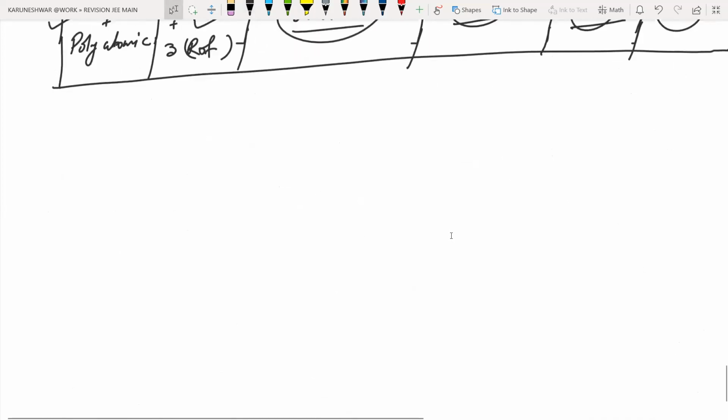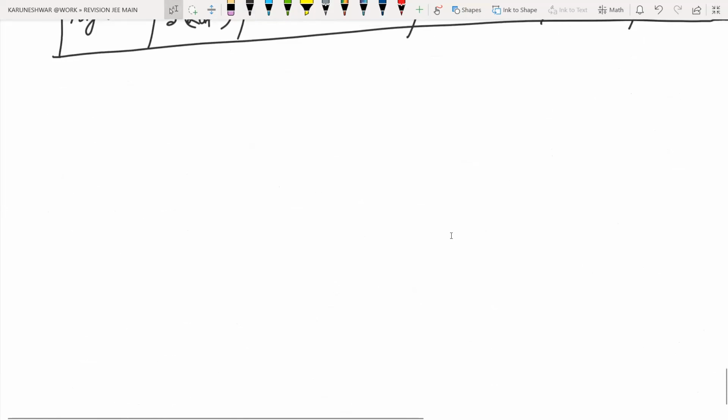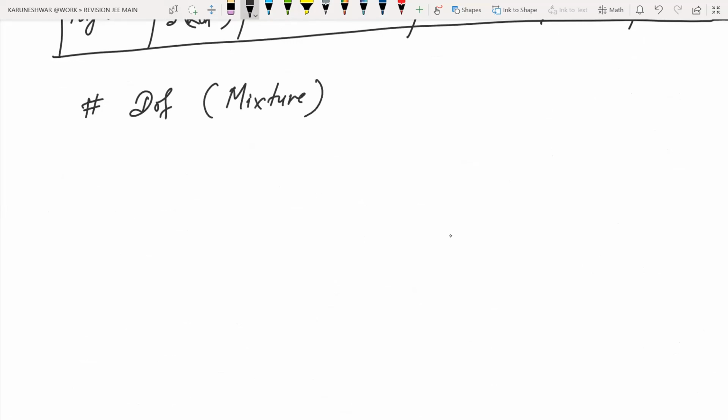Next topic: when we mix two gaseous molecules, with the number of moles given and their degrees of freedom given to you, how do you find the degree of freedom of the mixture? So this is the degree of freedom for the mixture. How can you find the degree of freedom for the mixture?